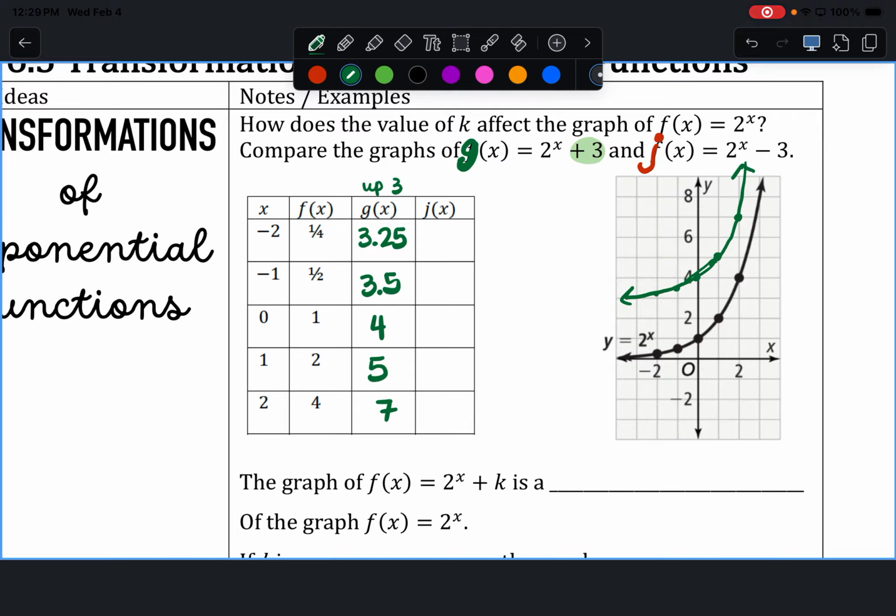So now we're going to look at j. What is the transformation that happens in j? So which means it's going down 3. Okay, so we're going to take the value of f and subtract 3. What is 1/4 minus 3? Negative 2.75. What is 1/2 minus 3? What is 1 minus 3? Negative 2. What is 2 minus 3? What is 4 minus 3? 1. And then we're going to plot those points.